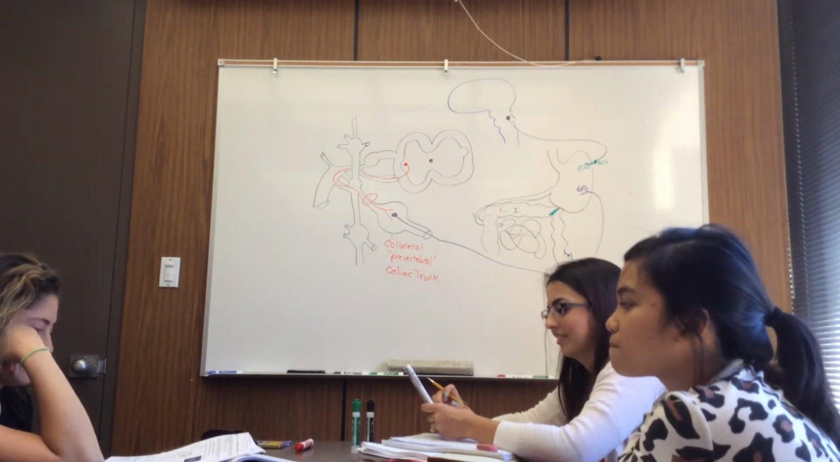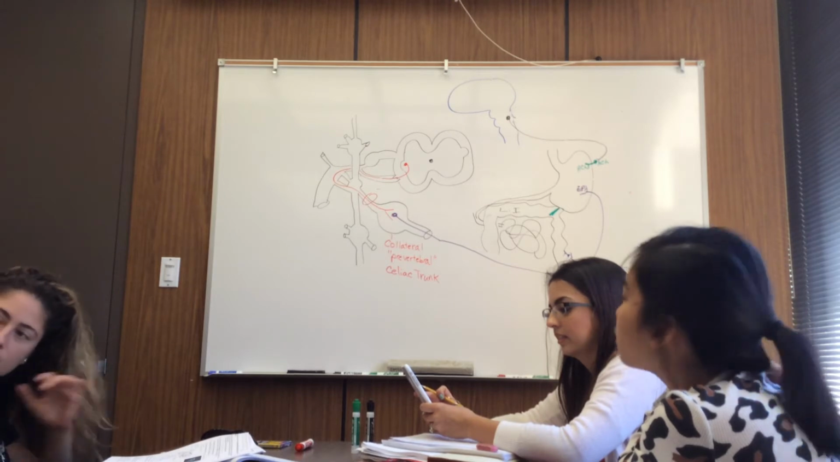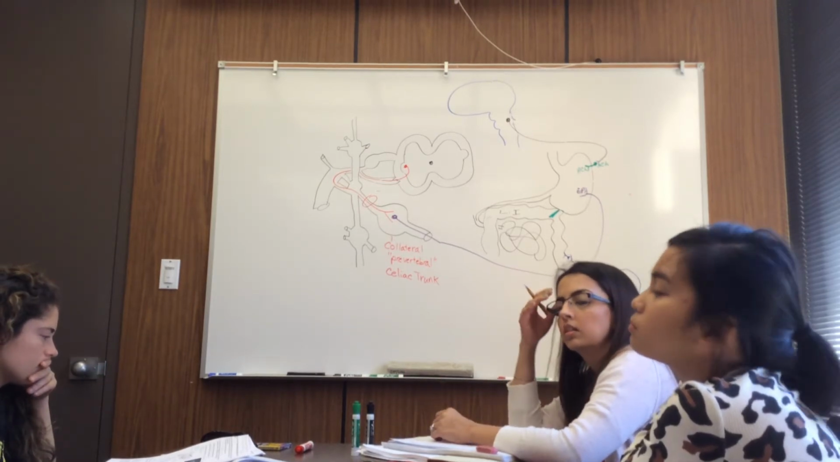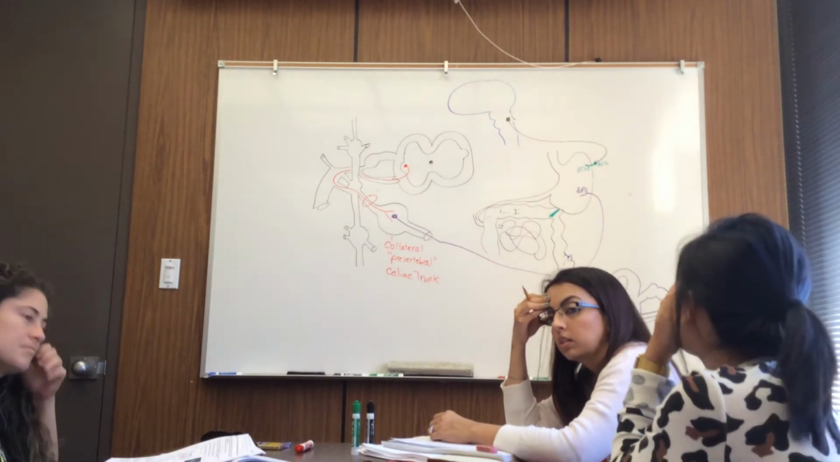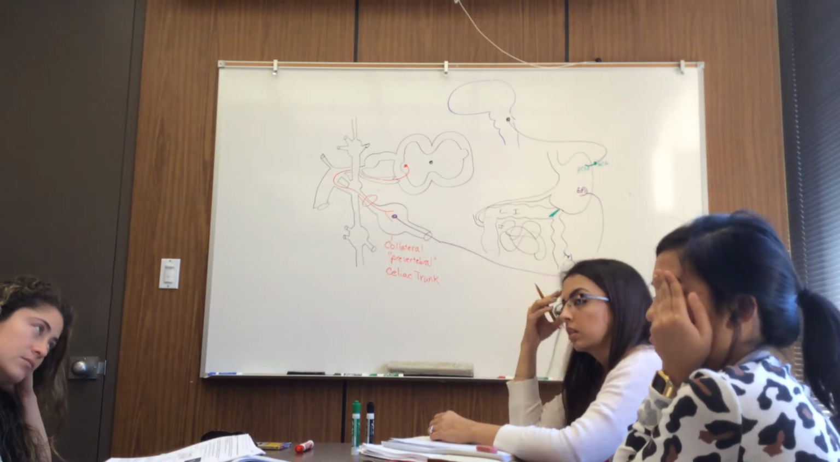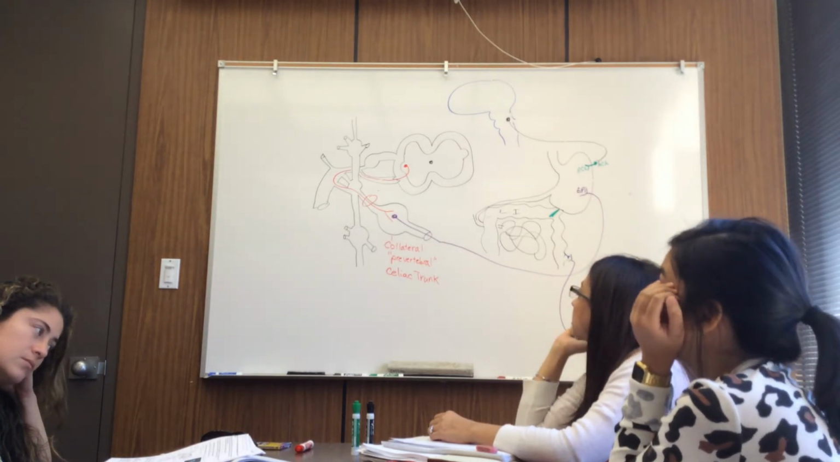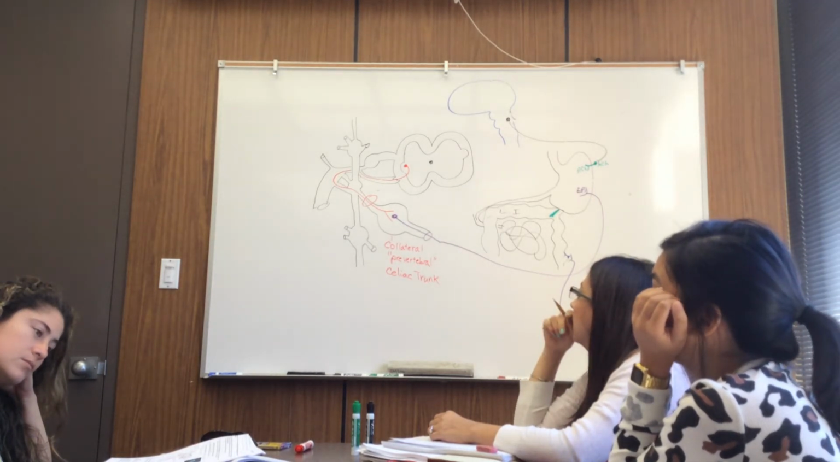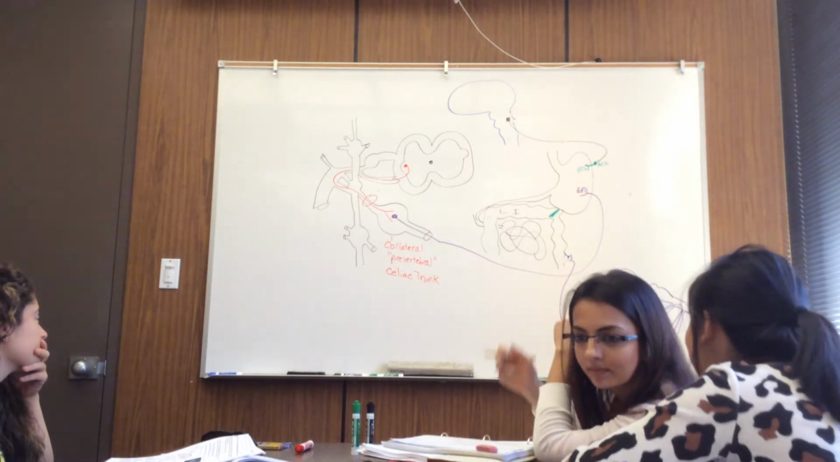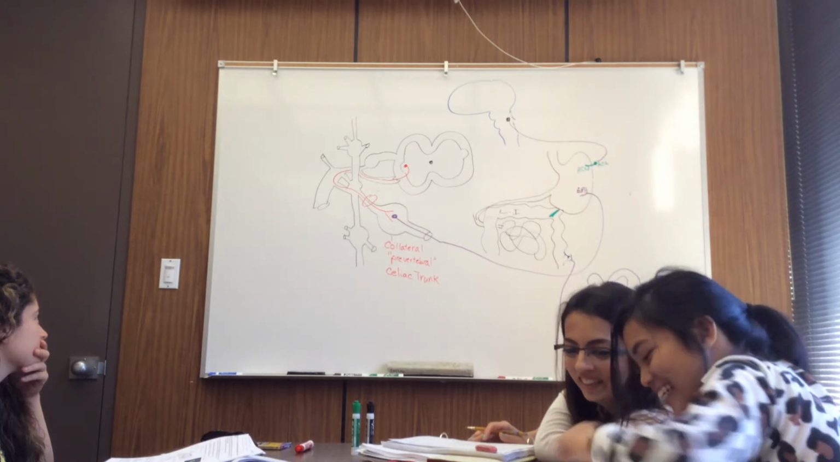Sphincters are good muscles. So when we're looking at the preganglionic fiber, it's going through the white ramus. You're talking about the sympathetic drawing? Yes, the red. That part is the white ramus.